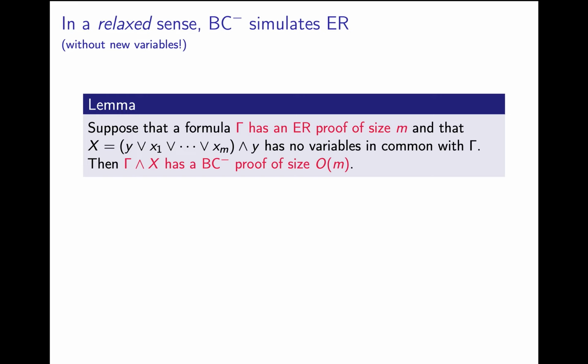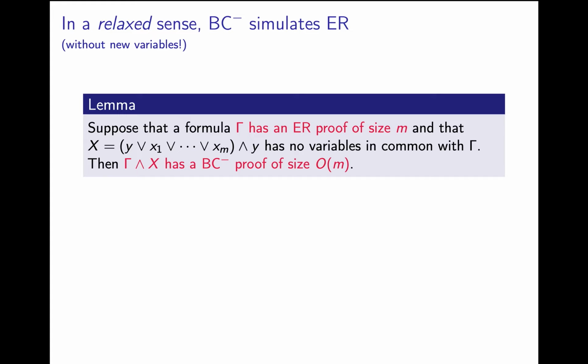Let's parse this lemma together. It was observed by Oliver Kullmann back in the paper where he defined blocked clauses. If we have a formula gamma with an ER proof of size m, then we can take this small CNF X consisting of two clauses that have some new variables and attach X to gamma so that the resulting formula has a proof of size linear in m. This is not an actual simulation because in BC- we are actually proving a different formula.